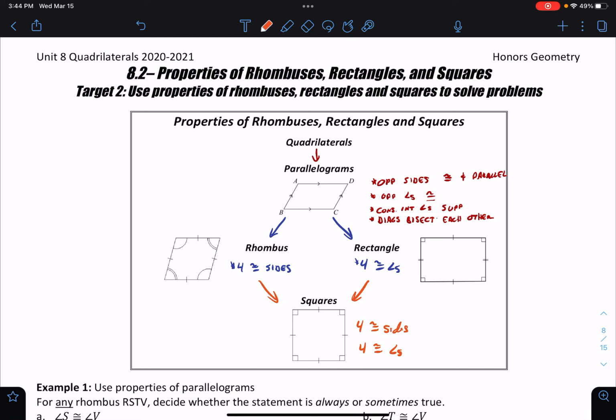Parallelogram is just two opposite sides are parallel. Rhombus, those sides are all congruent. In a rectangle, all the angles are congruent. In a square, both the sides and the angles are all congruent, okay?